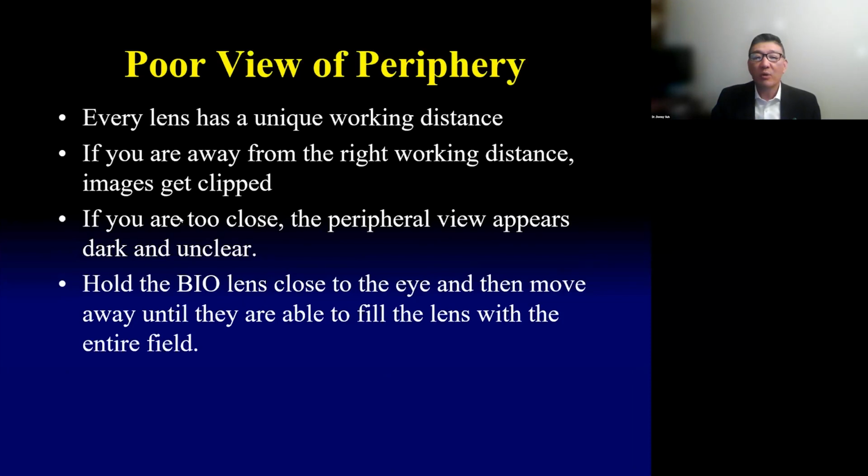Also, looking at the periphery, every lens has a unique working distance, as we just talked about. If you're away from the working distance, the images get clipped. If you're too close, the peripheral view appears dark, unclear, and out of focus. So hold the BIO lens close to the eye, then move slowly away until you're able to fill the entire field with the image within the lens. So that's my presentation.